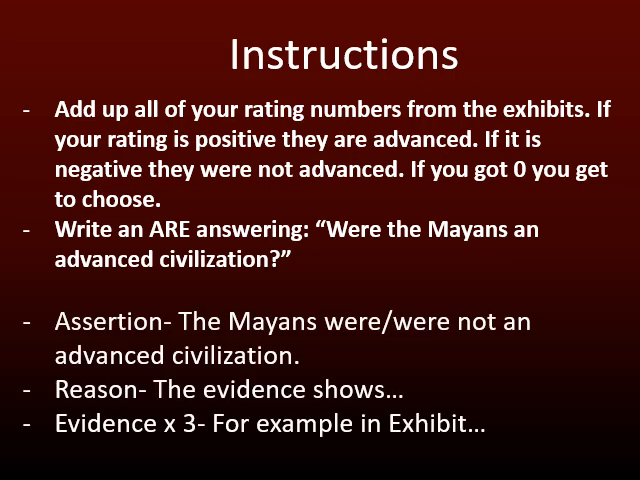Here is how you set it up. First sentence should be, the Mayans were or were not an advanced civilization, based on the numbers that you get. Second sentence should start off, the evidence shows that they were or were not advanced because of this or because of that, whatever you want to put. And then give me 3 pieces of evidence. So these are your examples. So for example, in Exhibit B, it showed that blah, blah, blah, or Exhibit E, blah, blah, blah. You need 3 of those.